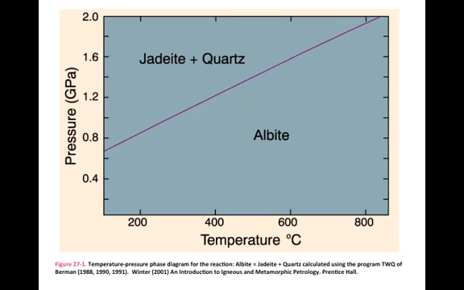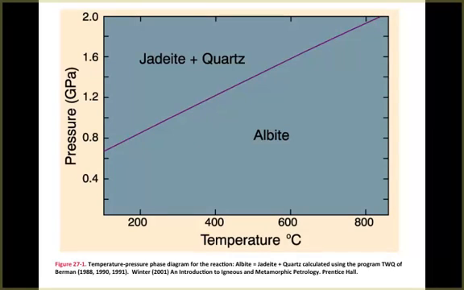Here's another kind of phase diagram. In this case, instead of being a phase transformation, there's a reaction taking place. And so at higher pressures, jadeite and quartz are stable. Jadeite is a sodium-rich clinopyroxene. Jadeite and quartz are stable at high pressures, but at higher temperatures and somewhat lower pressures, albite becomes stable. So if your pressure-temperature path is taking you from higher pressures to higher temperatures, you're going to break down the jadeite and quartz to crystallize albite in their place.